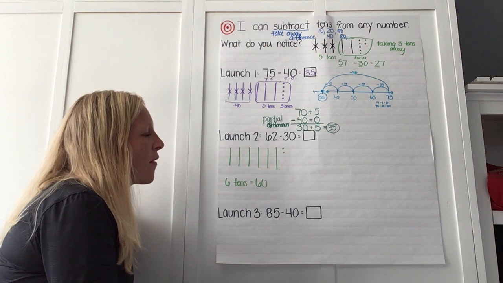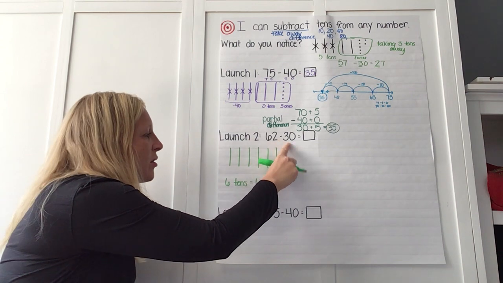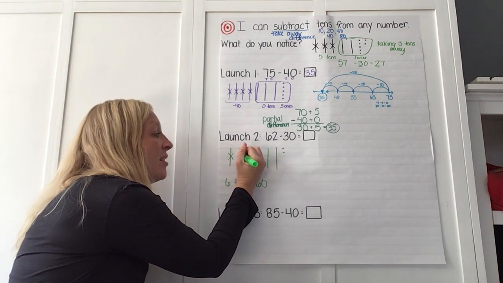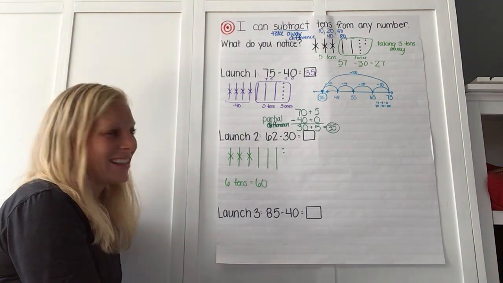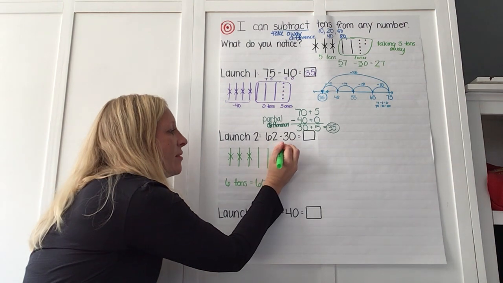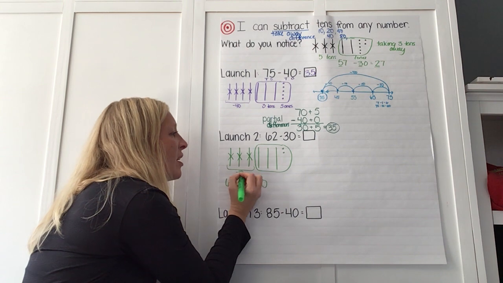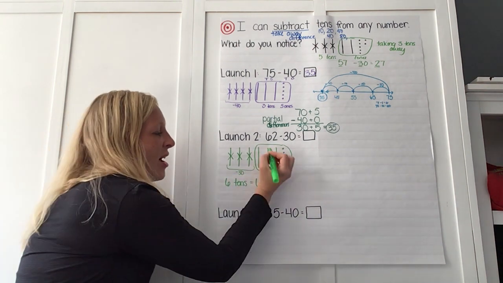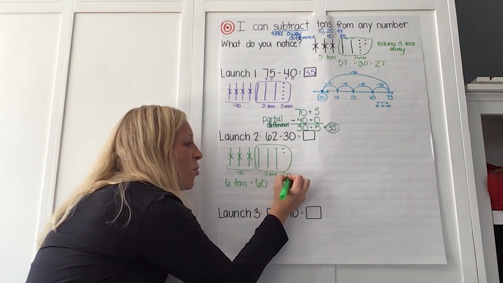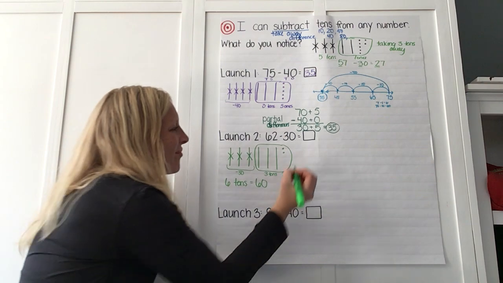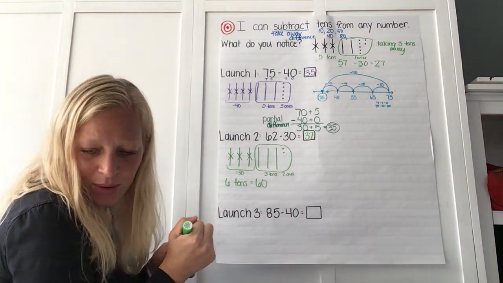And why am I going to cross off 30? Because my equation says minus 30. So I'm crossing off 30. 10, 20, 30, or 3 10s. What do I have left? So here I'm crossing off my 30. And now I have what left? I have 3 10s and 2 1s, which makes what number? It makes the number 32.